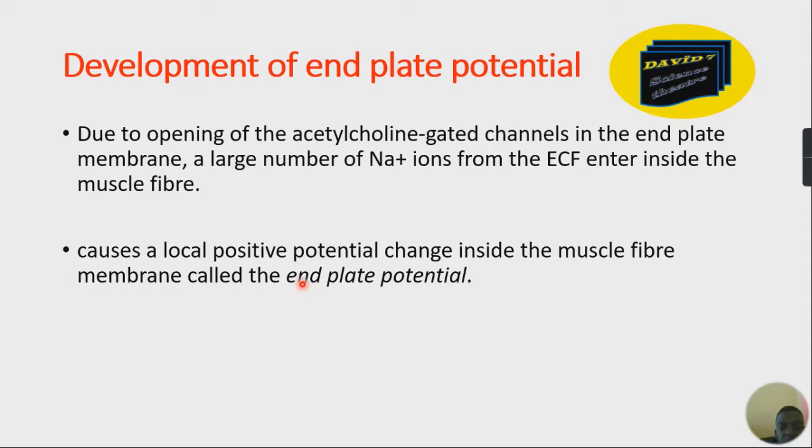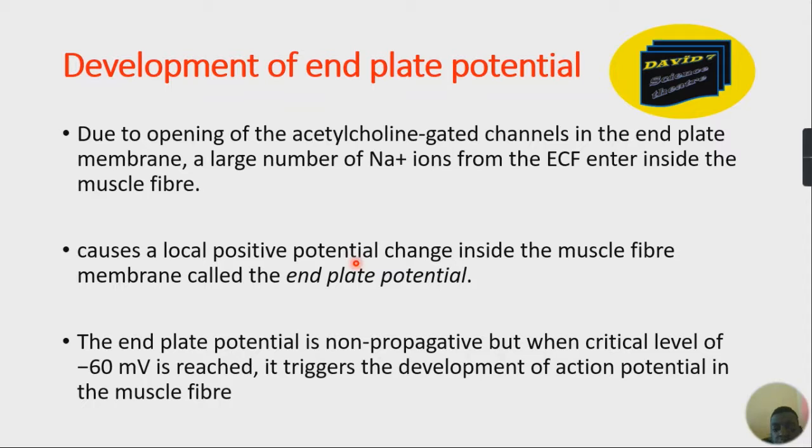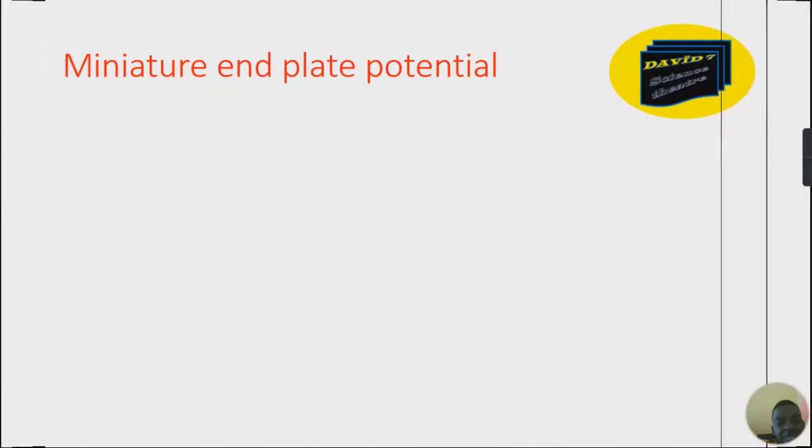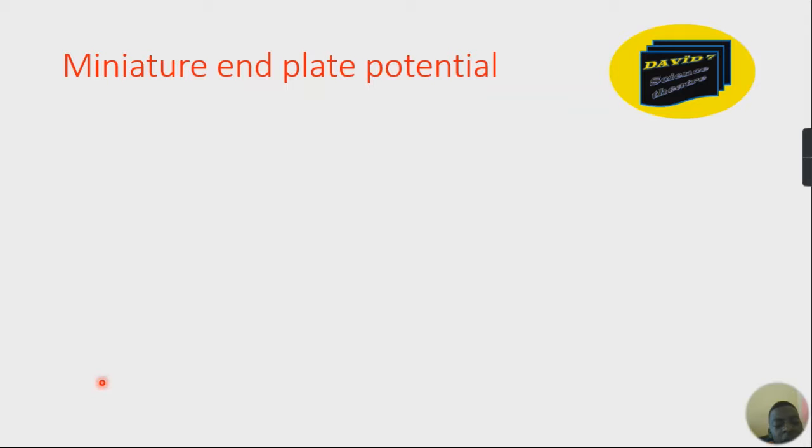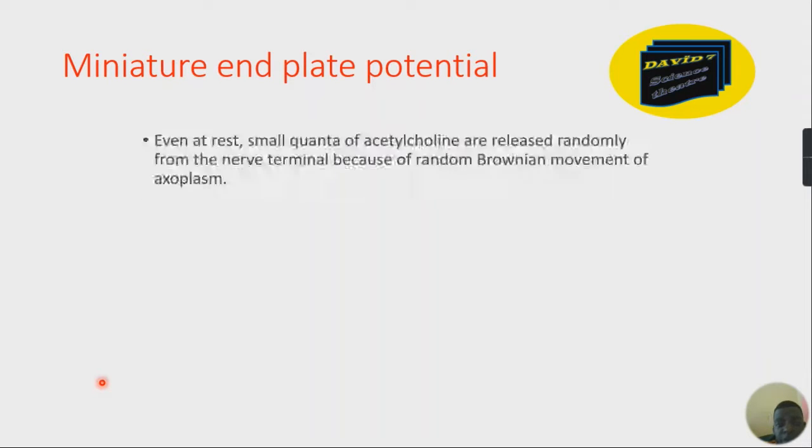This is what we call the end plate potential, just that local positive change. So the end plate potential is not propagated, but when a critical level of around negative 60 millivolts is reached, it will trigger the development of an action potential in the muscle fiber. That is true. This is the threshold value, okay? Negative 60 millivolts.